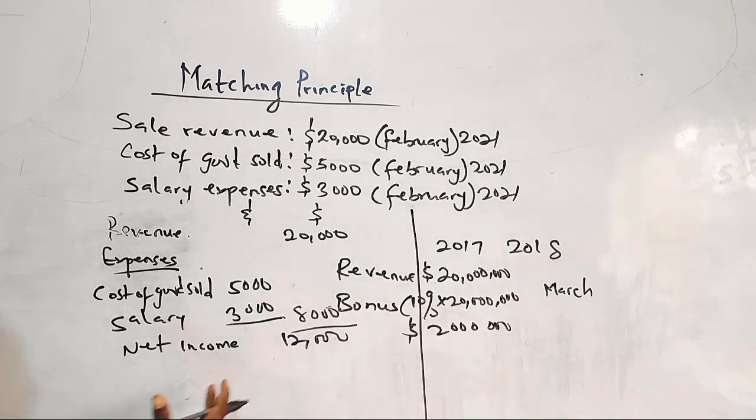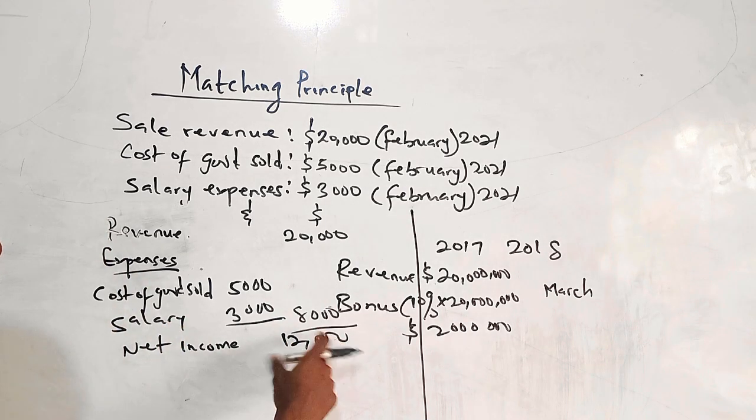So this is the idea of the matching principle. It's a principle that says you should match expenses to the revenue they help to generate.